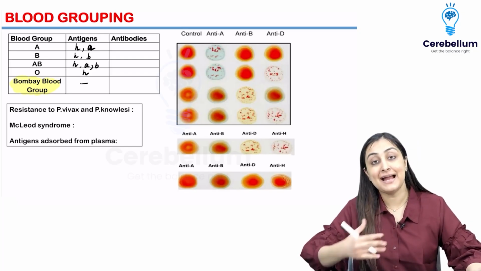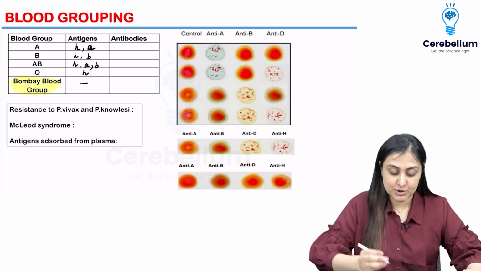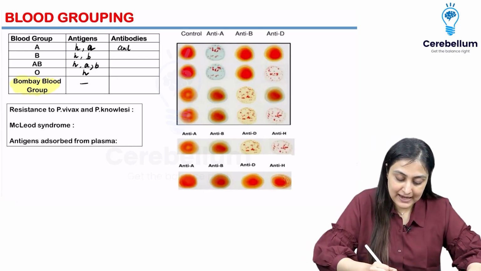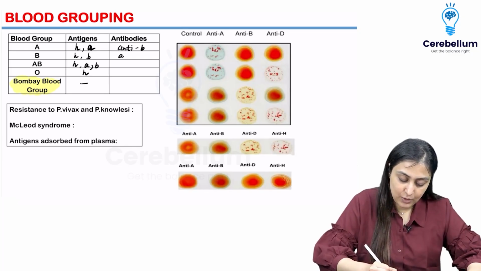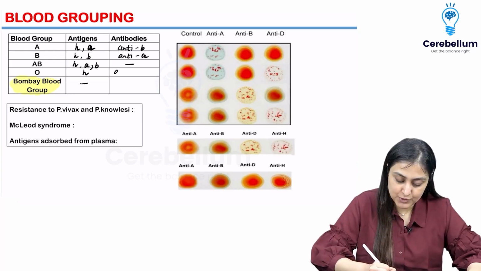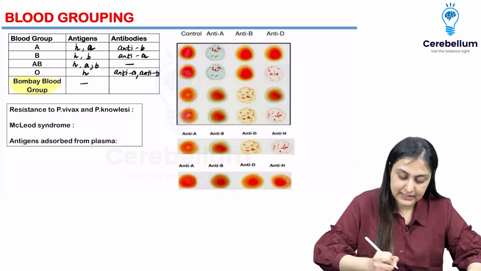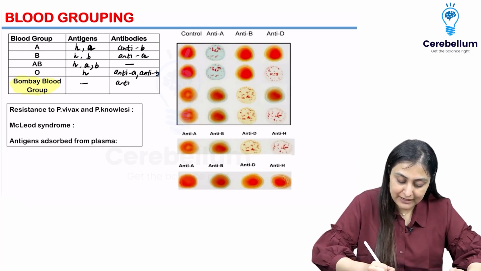Whatever is the missing antigen is going to be the antibody. So the antibody in A is anti-B. On B we have anti-A, AB has no antibodies, whereas O has both anti-A and anti-B. Whereas Bombay blood group will have all: anti-A, anti-B and anti-H.